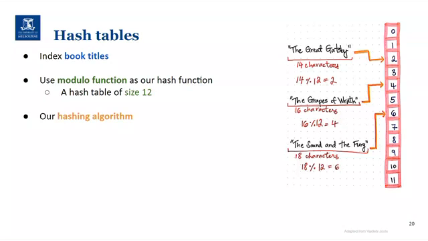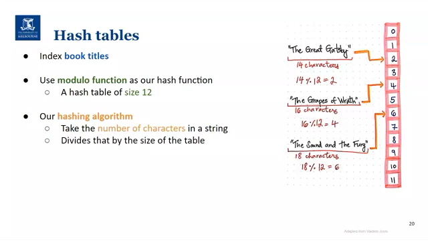And what we're going to do is we'll have a hashing algorithm that works as follows. We'll take the number of characters in the title of the book. Let's say The Great Gatsby, which has 14 characters. We'll divide that by the size of the table, which is 12, and get the remainder of the division as the index, which is the bucket we will put the book. So 14 modulo 12 is 2, and then we'll put The Great Gatsby at this shelf here.